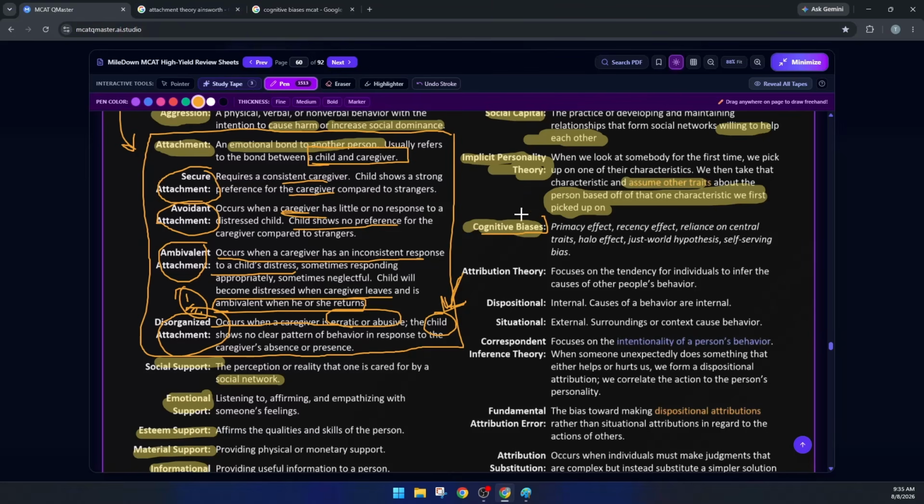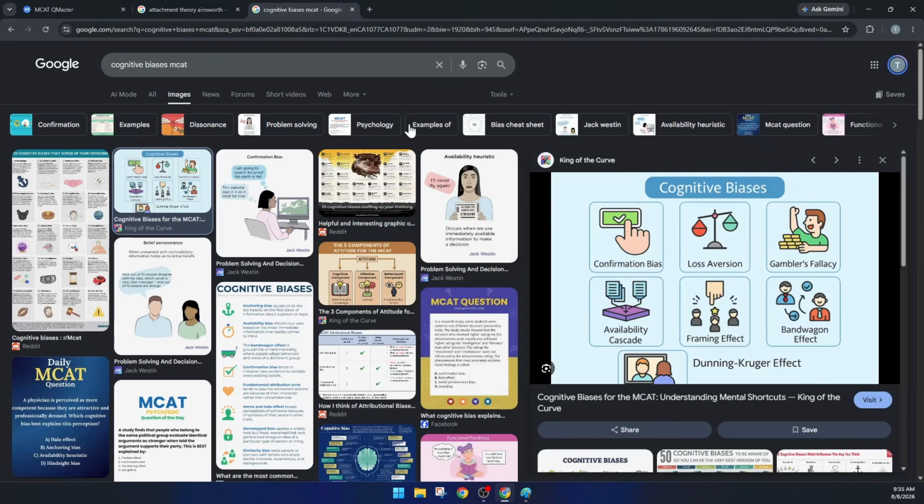Cognitive biases is basically another way of saying the heuristics that we were talking about very much earlier. So I would go back to heuristics and understand those. Those are like mental shortcuts, right? And cognitive biases are basically like that.